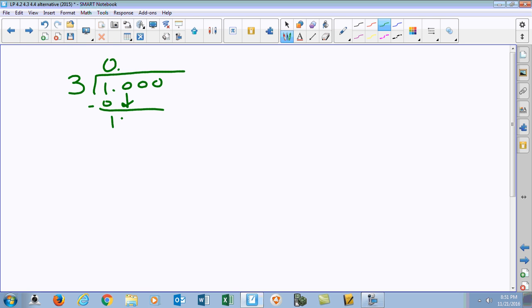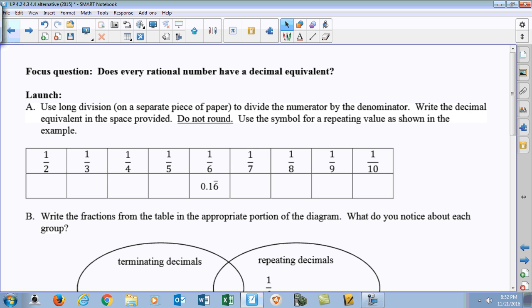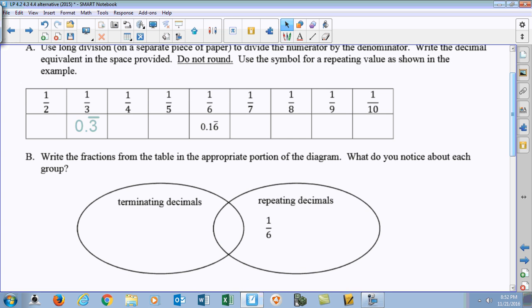We're going to bring down the 0 to make 10. 3 can go into 10 3 times, leaving you 9. Bringing down the 0 again, 3 can go into 10 3 times, leaving me 9. And we have this repeating pattern of 3's, no matter what. So that means this is repeating. You're going to do that for each of these. So 1/3 is 0.3 repeating, and since it's a repeating decimal, we're going to write it down here in part B.